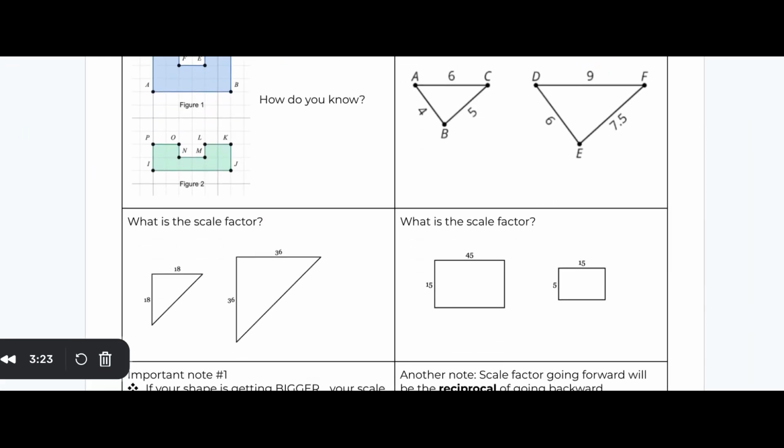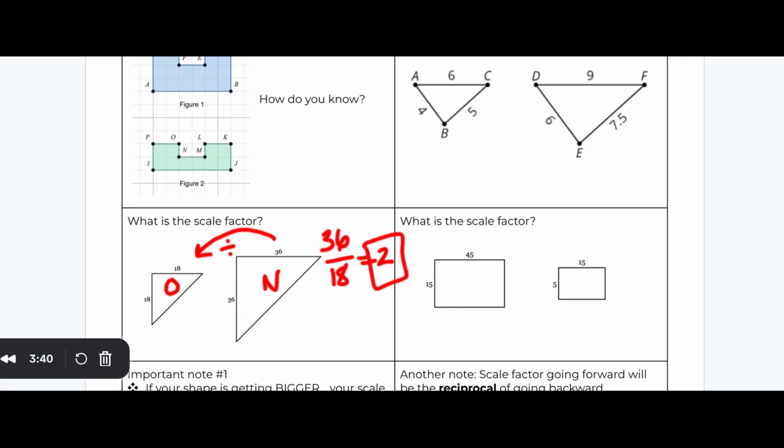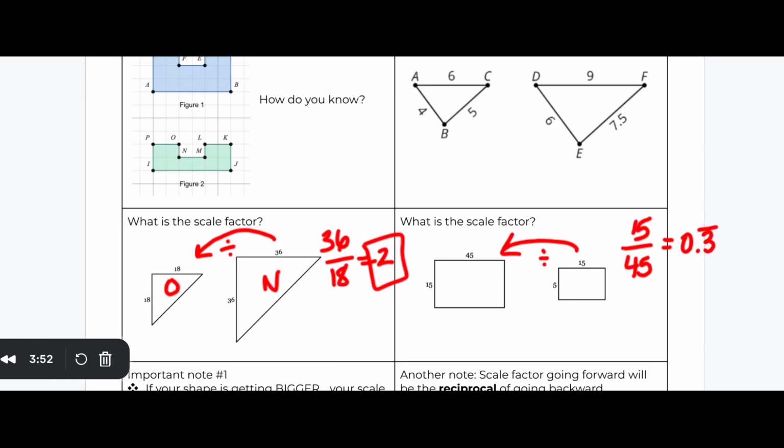On this next one, what is the scale factor? To find scale factor, all you are doing is dividing backwards, new over old, okay? So 36 divided by 18, that is 2. For this next one, 15 divided by 45. Remember, we always divide backwards. So 15 divided by 45. In your calculator, that's going to give you 0.3 repeating. And as a fraction, that is 1/3, okay?